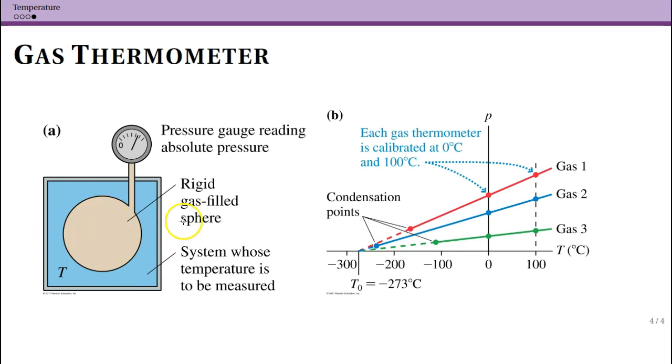So imagine that I have a gas that's in a rigid sphere, meaning that it's of fixed volume. And then we actually are measuring the temperature of, say, the surface around it, where we say that this gas is going to be in equilibrium temperature-wise with that surface. We then read pressure. We see that pressure is actually going to be linear with respect to temperature, and this is independent of what gas we use. So gas 1, 2, and 3 here could be, for instance, oxygen, nitrogen, and helium, perhaps.